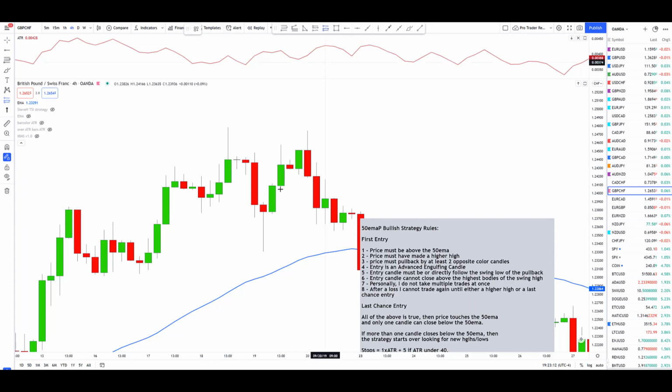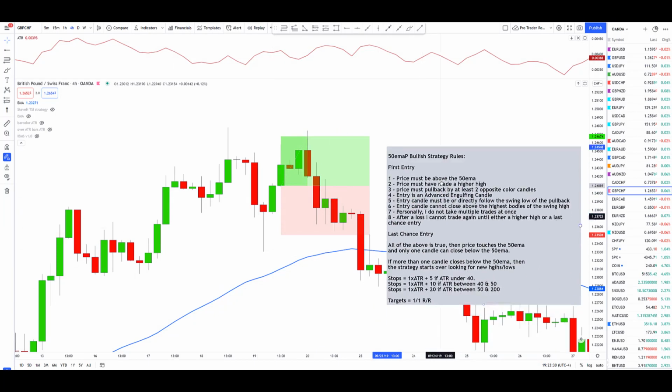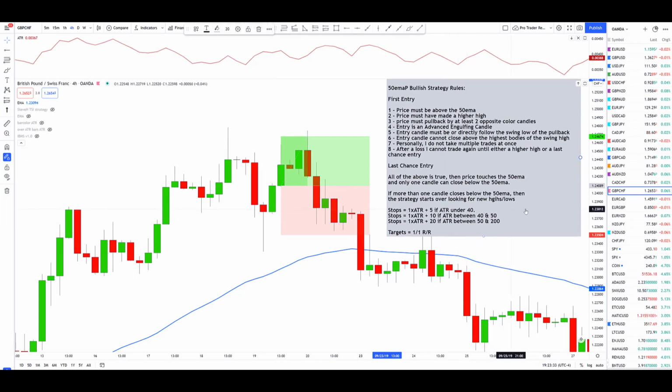We have our entry tool here. We're entering on the close of that candle. What's the ATR? If you look up in the top left corner of the screen, you'll see 0.00405. Remember, for the ATR indicator, we discount that last number. So it's not 405 pips, right? It's actually 40 pips. So if we have a 40 pip ATR, then what's our stop loss? Well, if our ATR is between 40 and 50, our stop loss is 1 ATR plus 10. So if our ATR is 40, then this would be a 50 pip stop loss, right?